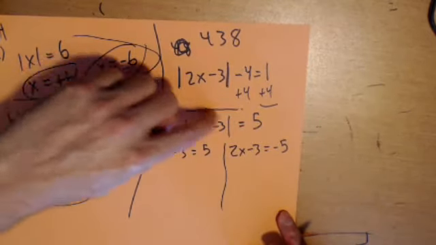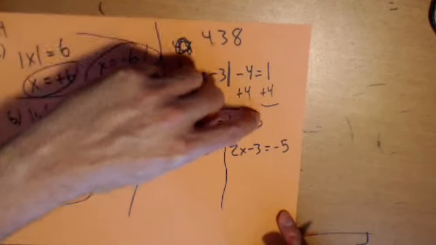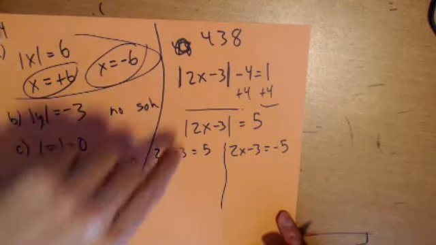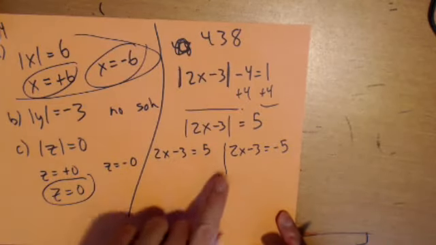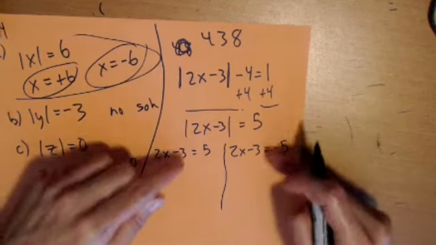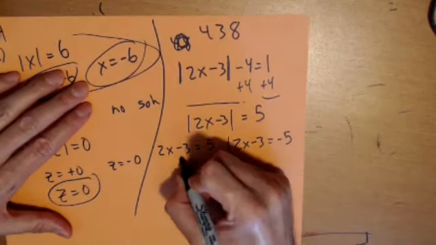Okay, so over here it's making sense. The absolute value of this mess, 2x minus 3, is 5. So to get rid of the absolute value bars, once we get them alone, then we say that means what's inside, 2x minus 3, is equal to 5, or what's inside, 2x minus 3, is equal to negative 5. Okay, I get it. And now we just solve them both. I'll do this one first.